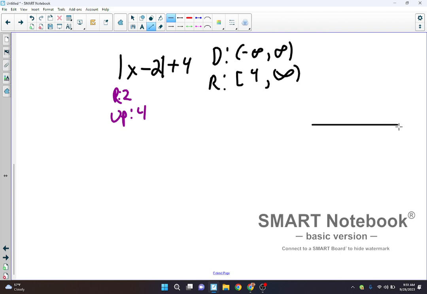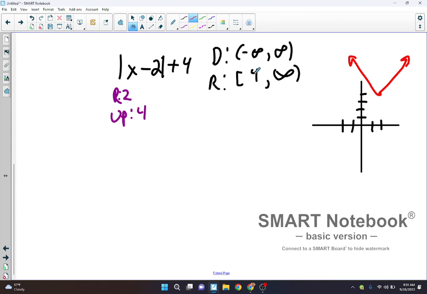The right 2 isn't affected? It'll affect the graph, but it does not affect the domain and range. So if I asked you to sketch a graph of it, you would go right 2 and up 4, start off, and then just make your V shape. You will have calculators on this test. So worst case scenario, you could just plug it into your calculator to see the graph, okay?